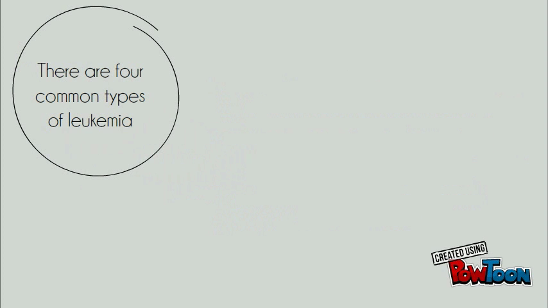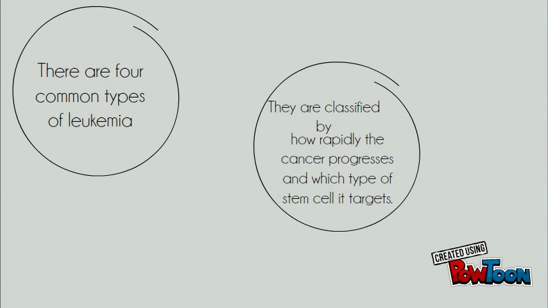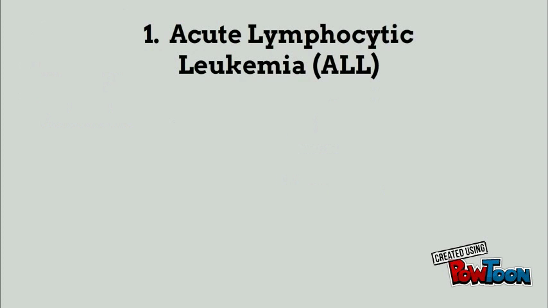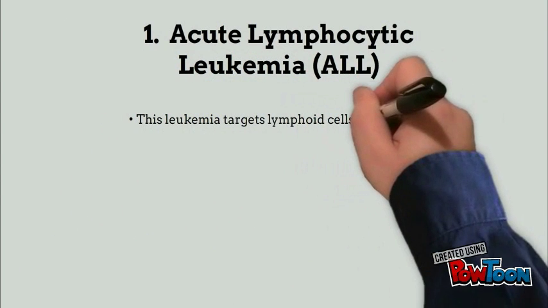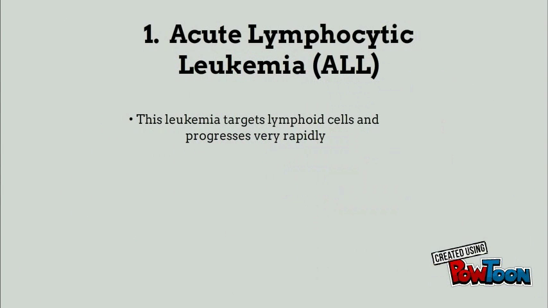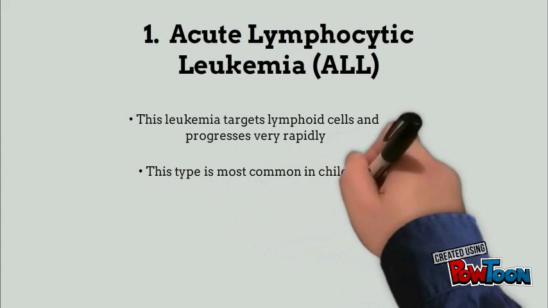There are four types of leukemia that are the most common. They are classified by how rapidly the cancer progresses and which type of stem cell it targets. The first type of leukemia is called acute lymphocytic leukemia, or ALL. This leukemia targets lymphoid cells and progresses very rapidly. This type is most common in children.